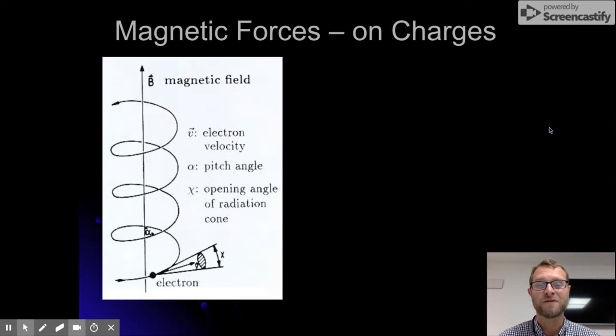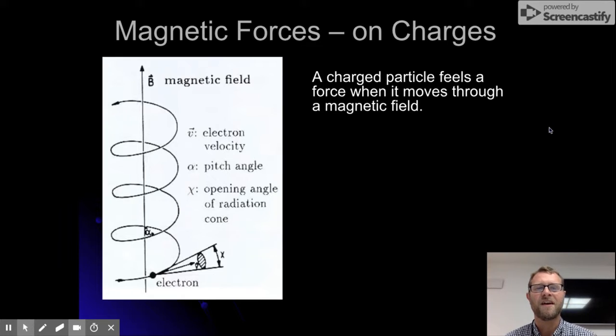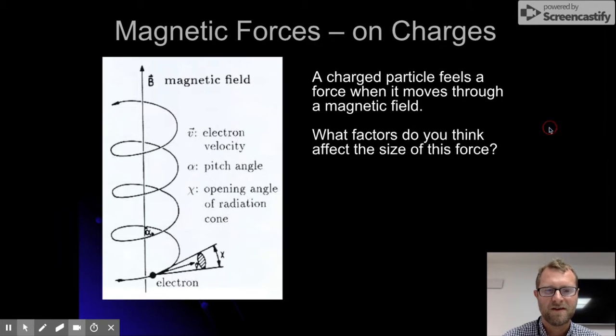That's because of the number of different forces acting on it. We're going to be thinking about that in more detail, and this is why this links really closely with circular motion. You're going to see an example there. So first of all, think in your head: a charged particle feels a force when it moves through a magnetic field. What factors do you think affect the size of the force?